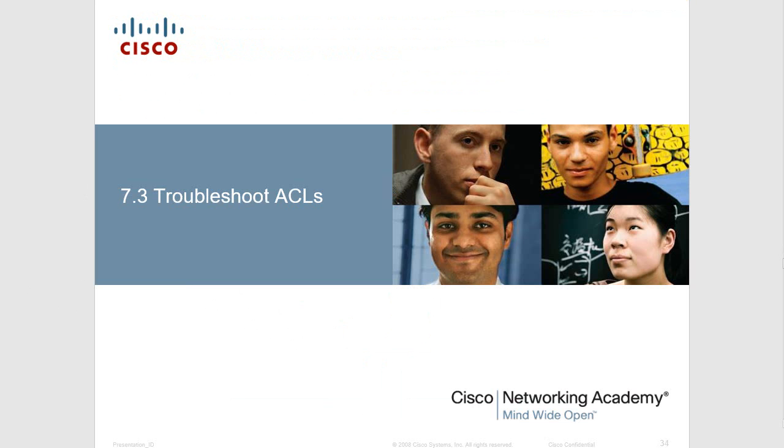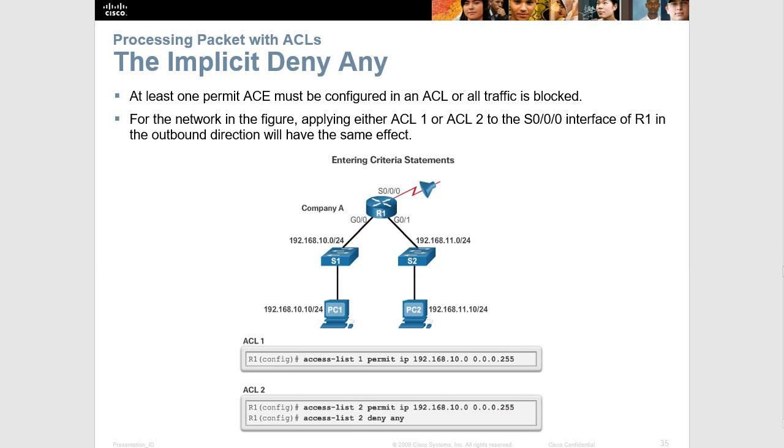So here we go. The implicit deny at the end of your access list. I mentioned this before. You have an implicit deny that denies any other traffic at the end of your list. Here's an example of that. When you make an access list entry that says permit IP network range 192.168.10.0, we're going to permit that network. When you make that entry, ACL 1 is going to permit that network and deny everything else.